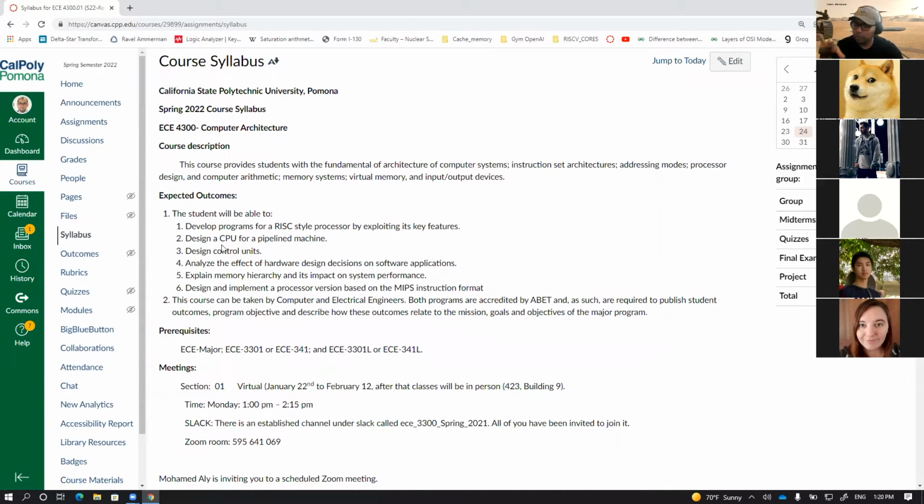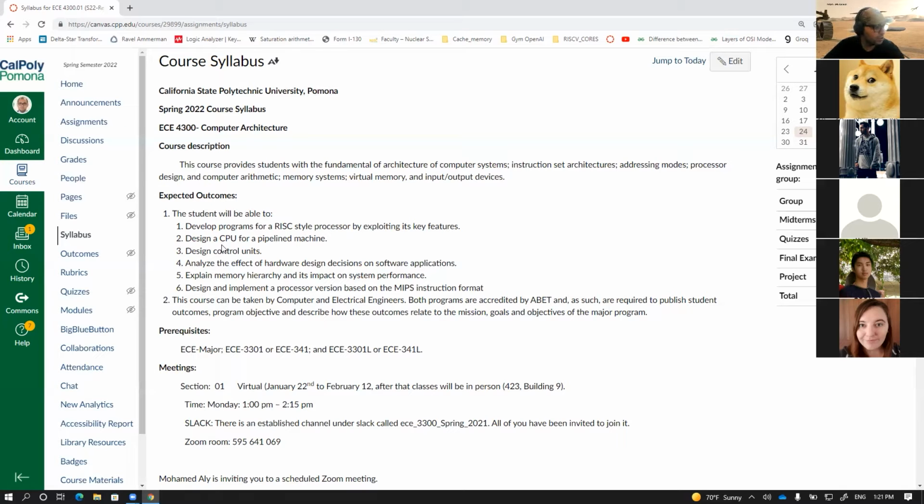Expected outcomes. When somebody asks you in an interview what courses you have taken at Cal Poly Pomona belonging to computer architecture, you'll tell them you took a course called 4300, and the outcomes of this course were the following. One, develop a program of the RISC architecture processor and look into the key features of this architecture. Also, look into the different styles of architecture from the perspective of performance, whether single cycle implementation versus pipelining implementation. Also, look into how the control units in the processor work. And you will be able to make analysis of both hardware and software and take the right decision, which will feed into the performance evaluation and better performance.